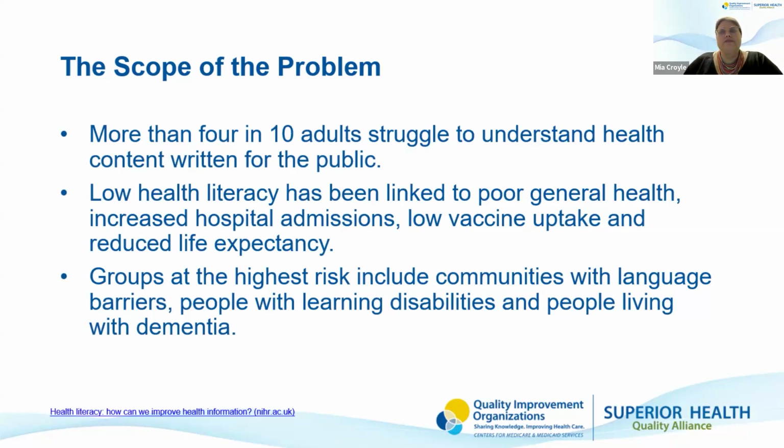We know that groups that tend to be at the highest risk for low health literacy include communities with language barriers. So immigrant communities that speak a different language, etc. Also, people with learning disabilities and people living with dementia also struggle to understand that health content.